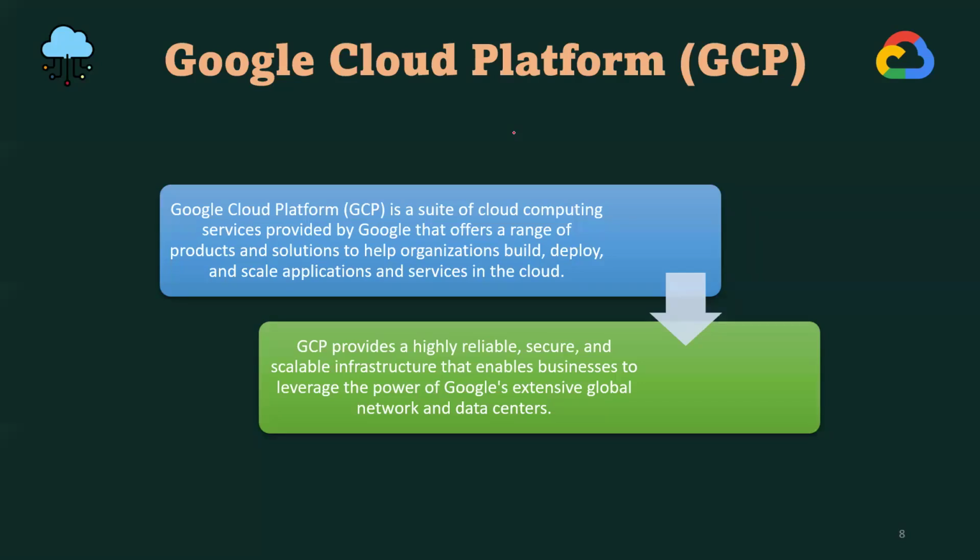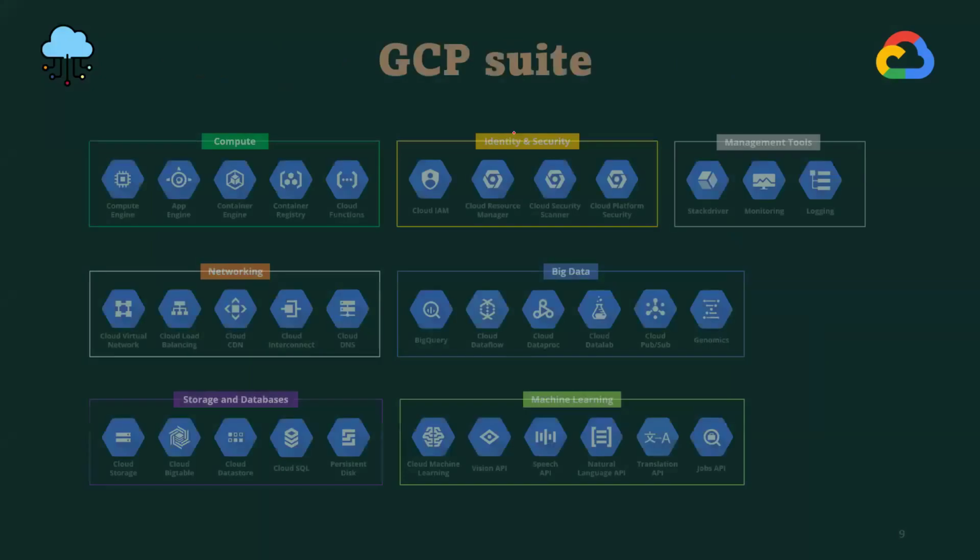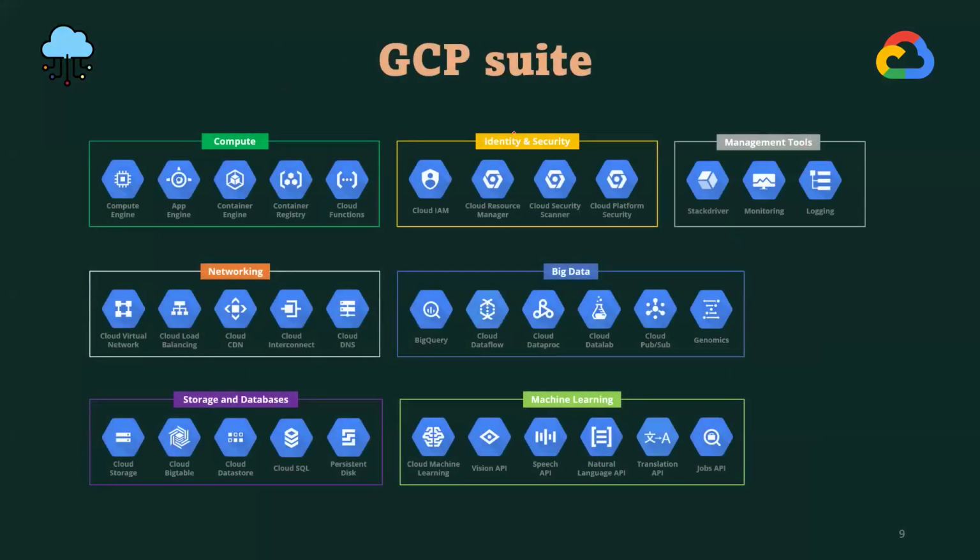Google Cloud Platform is providing you cloud computing services. There are many services it is going to provide you, and if one wanted to utilize these services for fulfilling project requirements, they can do that. This is one of the GCP suites of services, providing compute services, IAM services, management services, networking services, big data services, storage and database services, and machine learning services. Plenty of services are there. If you guys wanted to see it, you can always visit Google Cloud Platform.